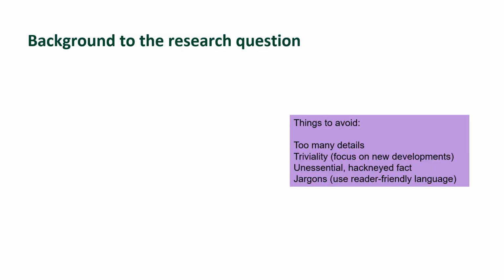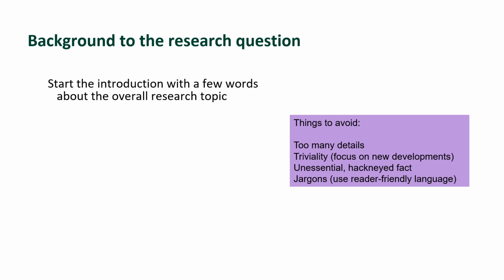Okay, so the first element, therefore, is background to the research question. I started with things to avoid. You have to avoid too many details, don't be too trivial also. Focus on new developments. Don't focus on things that have already been said and you can find in the general literature or on the website. Focus on some new developments and help the reader understand what you are talking about. And you should always stop talking about unessential things and use reader-friendly language also. So these are general guidance.